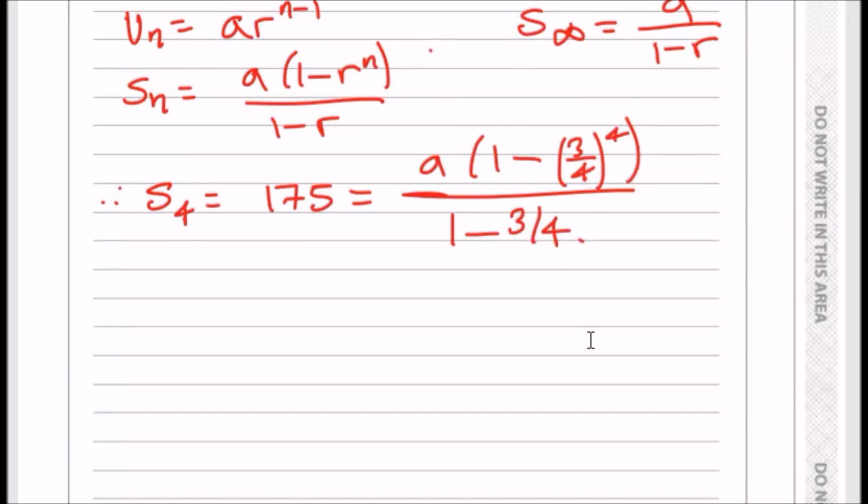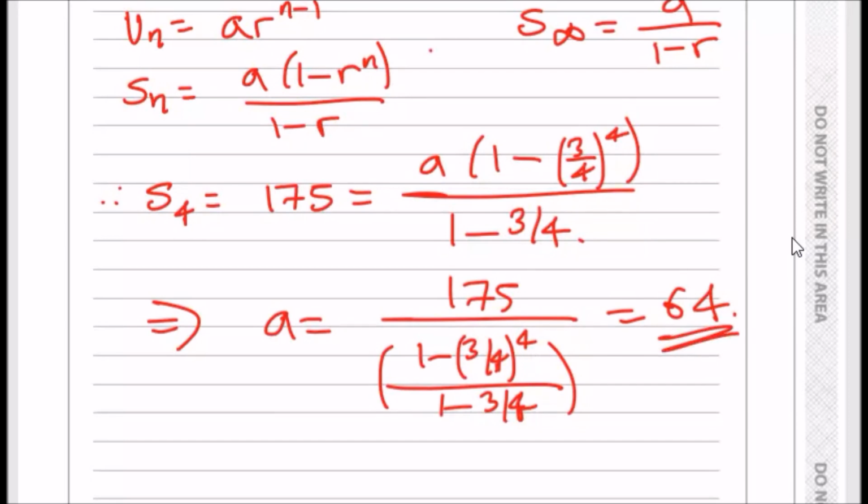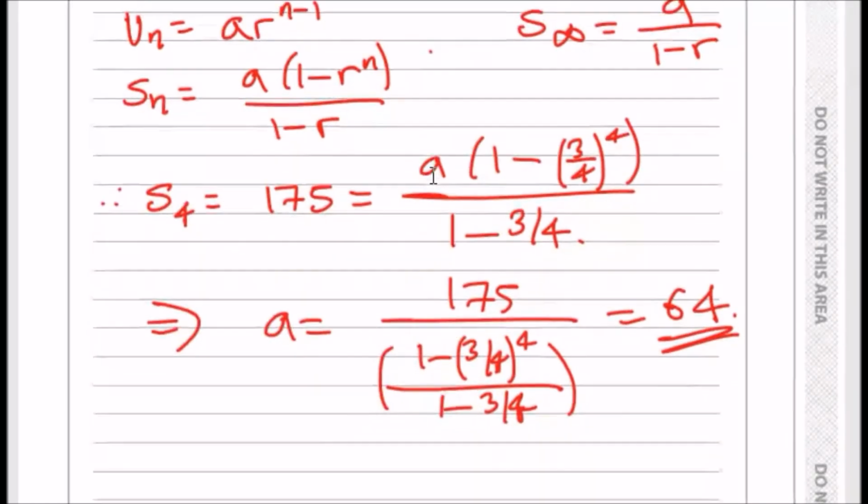And now all you do is isolate a. You could go ahead and solve this, but to make your life easy, I would just divide it across and make a the subject. So making a the subject, we're effectively going to have 175 over 1 minus 3/4 to the power 4, all over 1 minus 3/4. Make sure you put all of this in the calculator exactly as you see it, and you should get an exact answer of 64. You don't necessarily need to show everything. This is enough, and you can just input this in your calculator. Easy, literally as easy as that.